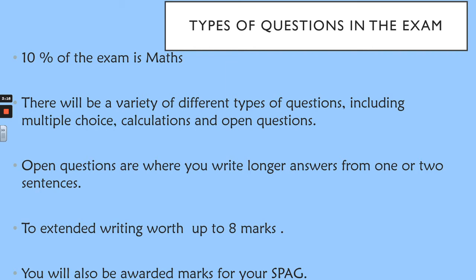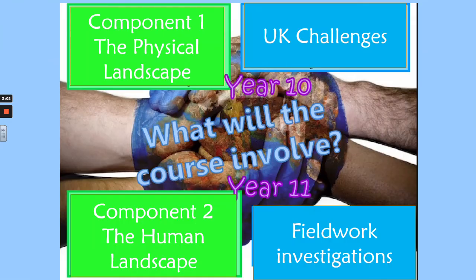So you'll be awarded marks for your spelling, punctuation and grammar. And the most you will ever be expected to write in a GCSE exam for geography is about a page and a half. So if writing isn't your strong point, perhaps you might consider geography as the course for you.